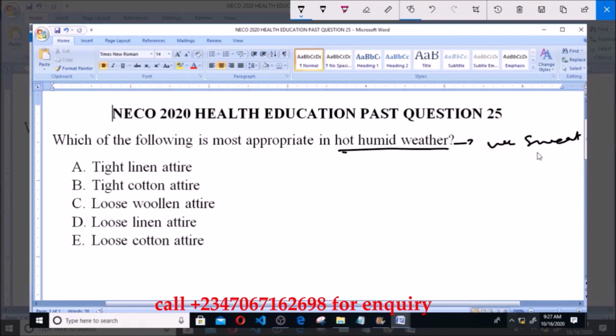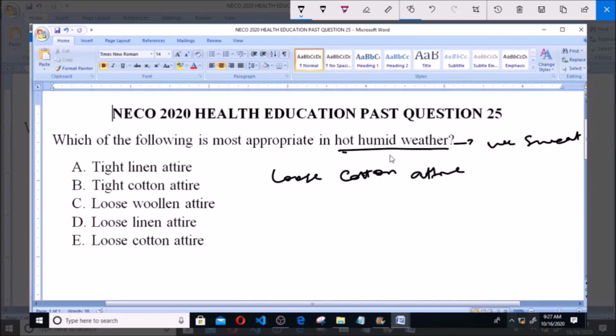It is common that we sweat during hot, humid weather. Now, this is because of the high temperature of the environment. Now, the best attire or the best clothing during this period is the cotton, and it is necessary that this cotton should not be tight, but loose to allow ventilation. So, loose cotton attire is actually the best during hot, humid weather.